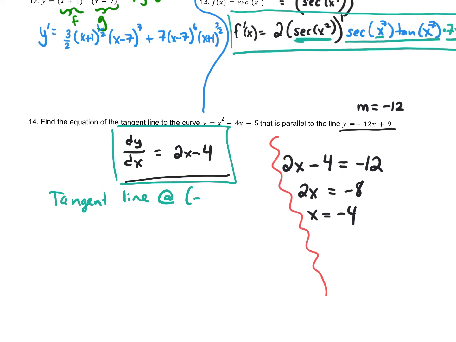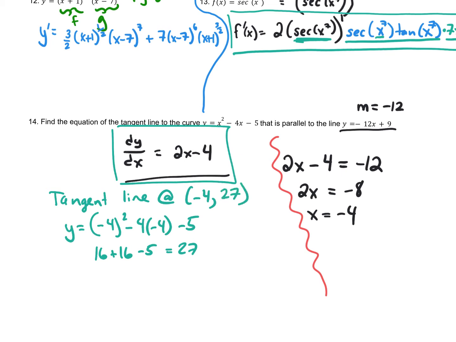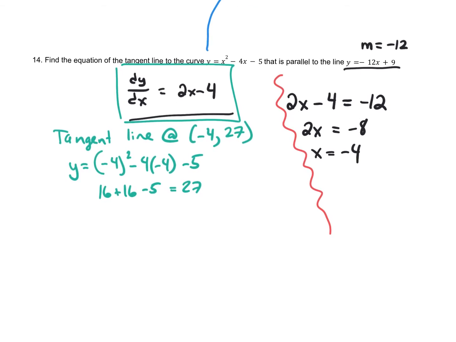at x equal to negative 4 will be the x value, and the y value, remember, we will plug negative 4 into my original. So y equals negative 4 squared minus 4 times negative 4 minus 5. So that's 16 plus 16 minus 5, which is 32 minus 5, which is 27. So I want to find the tangent line at the point (-4, 27) of this function.